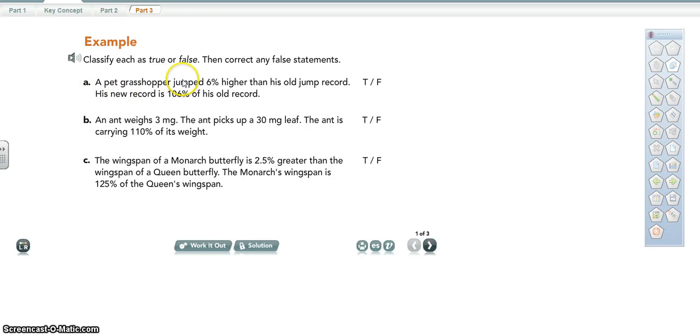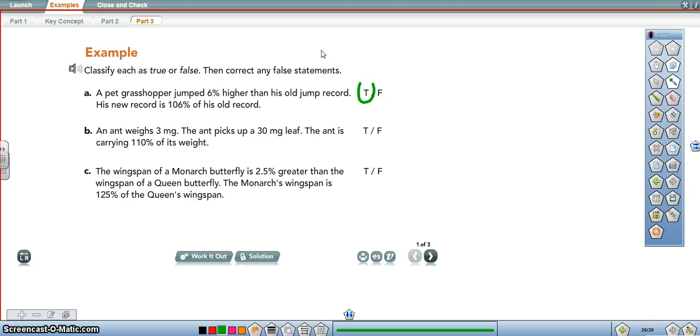A pet grasshopper jumped 6% higher than his old jump record. Well, his old jump record used to be his full, complete jump. His old jump was 100%. So if it's 6% higher than 100%, that's 106% of his old record. True.